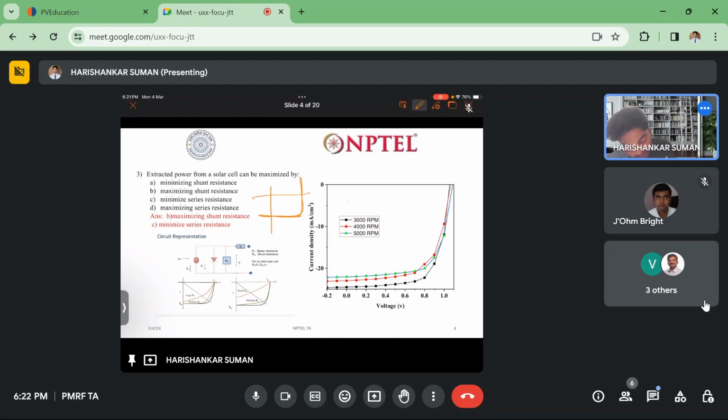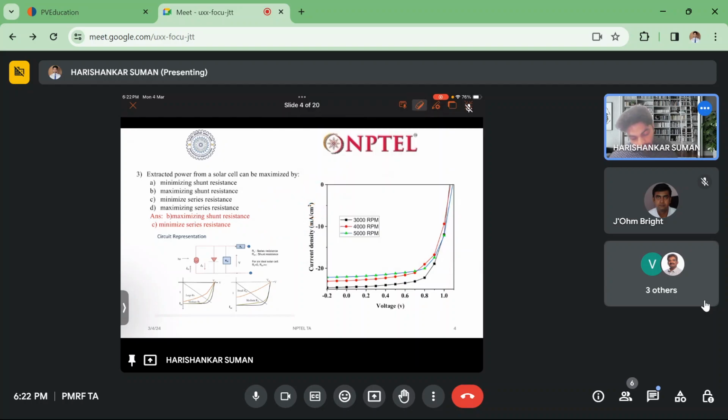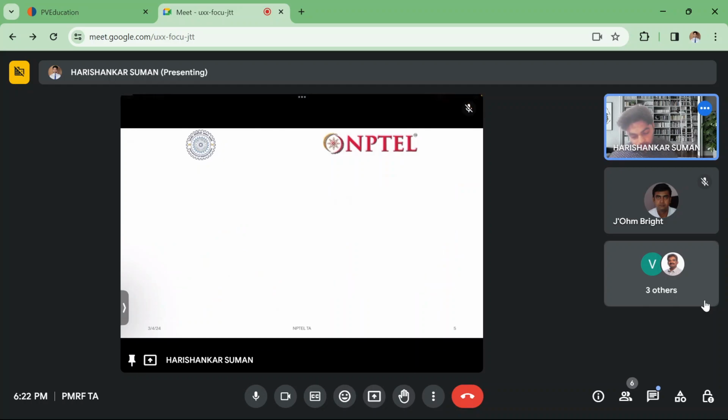Rectangular shape. This side, shunt is infinite. This side, series resistance tends to 0. The VOC side gives series resistance and the JSC side gives shunt resistance. Okay, so let's move to the question.